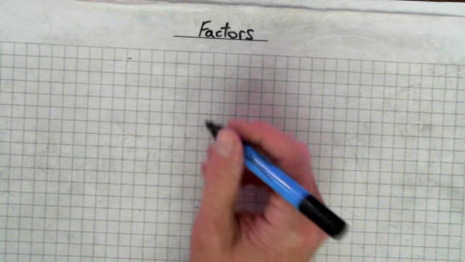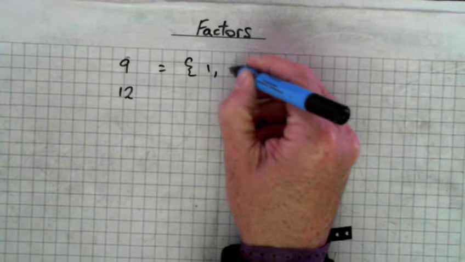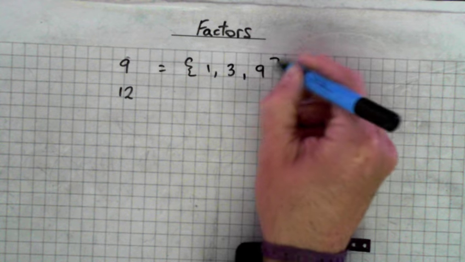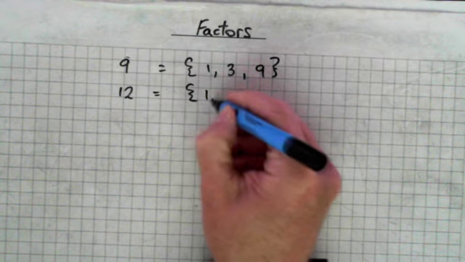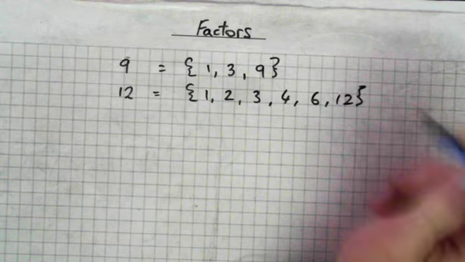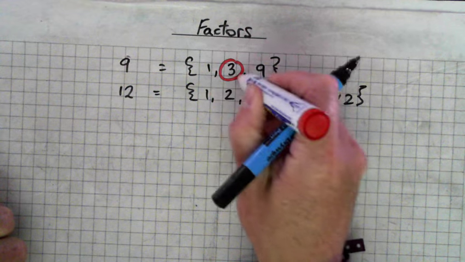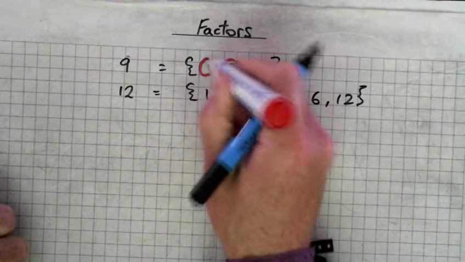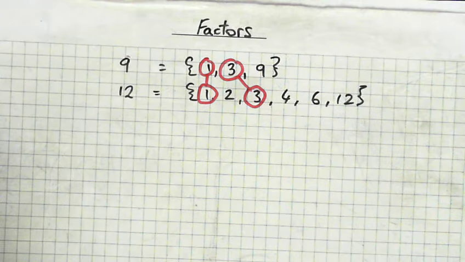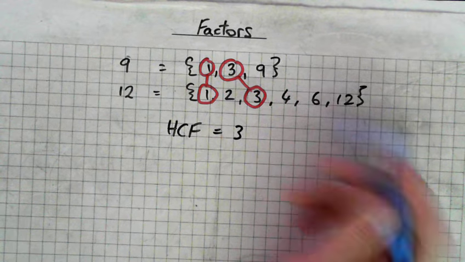Okay, so let's look at an example. Write down the highest common factor of 9 and 12. So we write out the factors. The factors of 9: 1, 3, 9. The factors of 12: 1, 2, 3, 4, 6, 12. Alright, what's common to both? 3 is common to both, and 1 is common to both. Well, what's the highest pair? 3 is the highest common factor. See the way you have to write them out? Alright, we'll do another example like that.